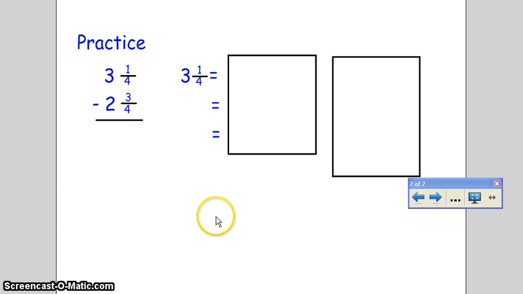Here is a practice problem that I would like you to do. Please write this practice problem down in your notebook, stop the video, and then start it again to check your answer.